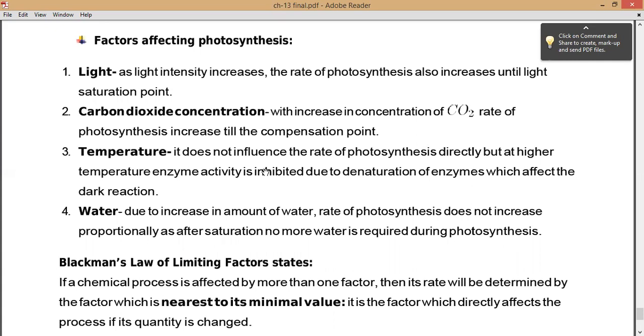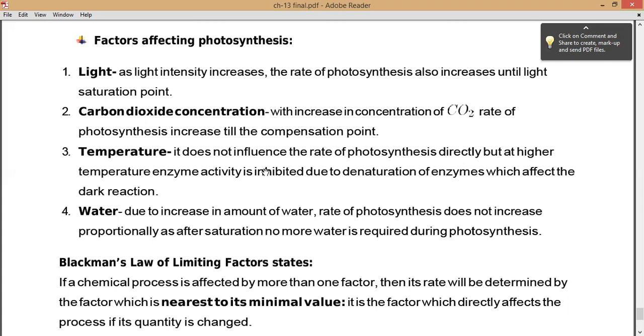So if an increased amount of temperature is there, then the rate of photosynthesis will be less. Due to the higher temperatures, the enzyme activity slows down, and as they are protein in nature, they get denatured, and this affects the dark reaction processes, right? So this is about the third factor. The fourth factor is about water.